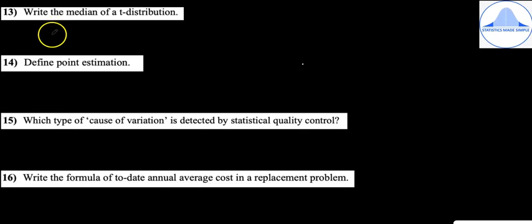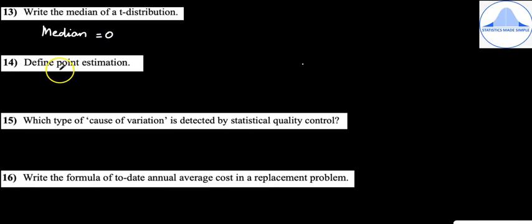13th question, write the median of a t distribution. So the t distribution is a symmetric distribution, that is the mean is equal to median is equal to mode, and because the mean of the t distribution is 0, it means that the median is also equal to 0.